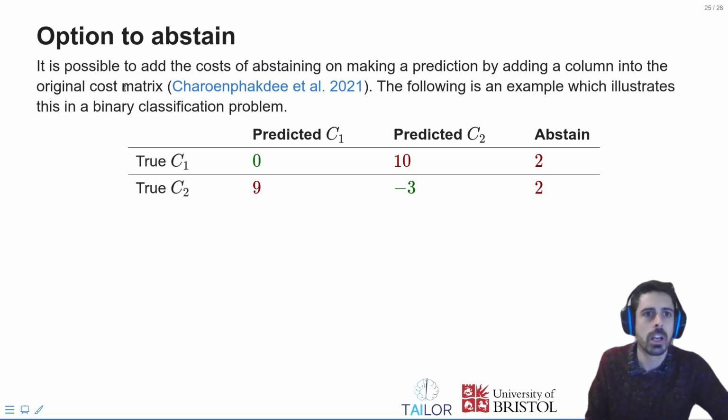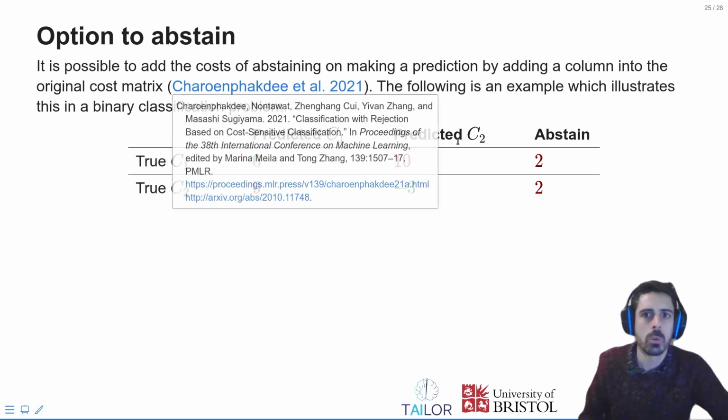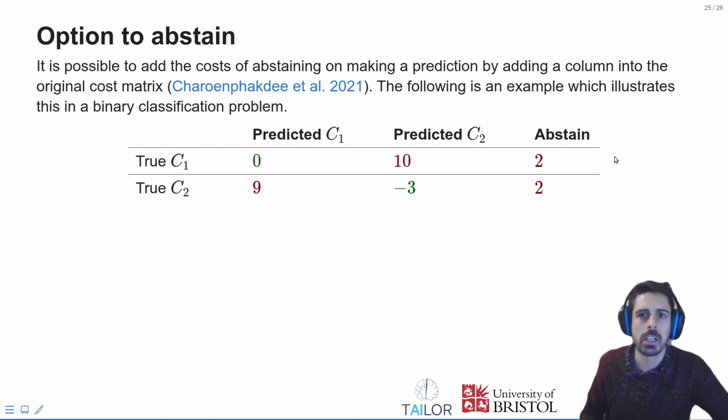What happens if we have the option of abstaining? What we are doing is adding an additional column into this cost matrix. What will happen if we make the decision of predicting class 1, the decision of predicting class 2, or the decision of abstaining? Maybe there is an additional test that someone else can run, and this may be the cost that will be involved if we abstain.